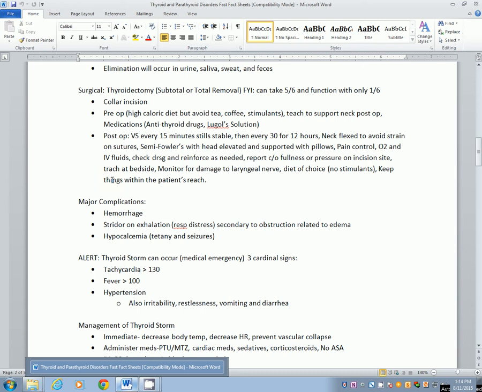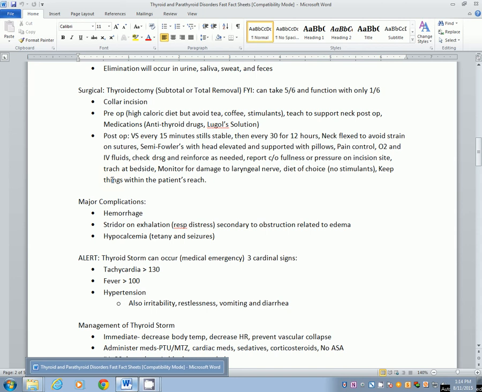Postoperatively, they need vital signs every 15 minutes until they're stable, and then every 30 for 12. Their neck is going to be flexed to avoid strain on the suture. You don't want them to have to reach for a lot of things. You want to make sure, for example, that their call light is within reach. They're going to be in semi-Fowler's with their head elevated and supported with pillows. They're going to need pain control, O2 and IV fluids.